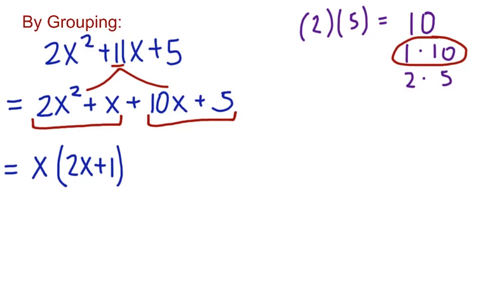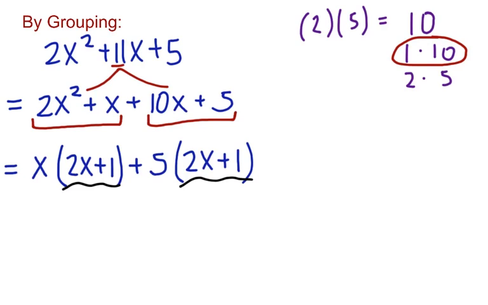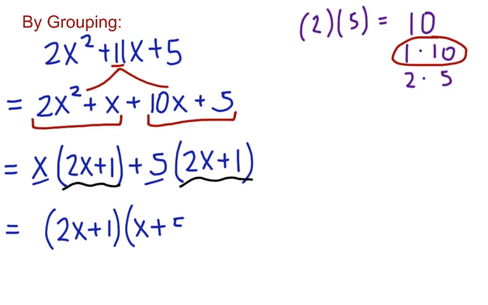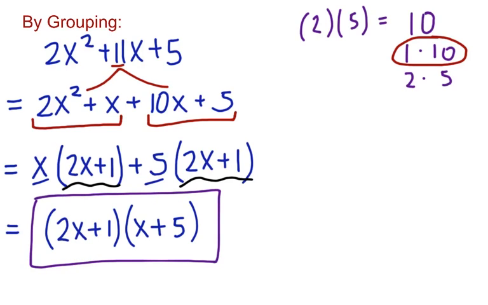For the second group now I'm looking at 10x plus 5. They both share a factor there of 5. If I factor a 5 from 10x, I'm left with 2x. Take a 5 from 5, we're left with just 1. Okay, and now you'll notice that we have these common pieces here. That's a good sign, those binomials better match. So I'm going to leave my final result as the common 2x plus 1 term multiplied by the values out front, which were x and 5. Okay, so that's it for that one. Final result, 2x plus 1 times x plus 5.